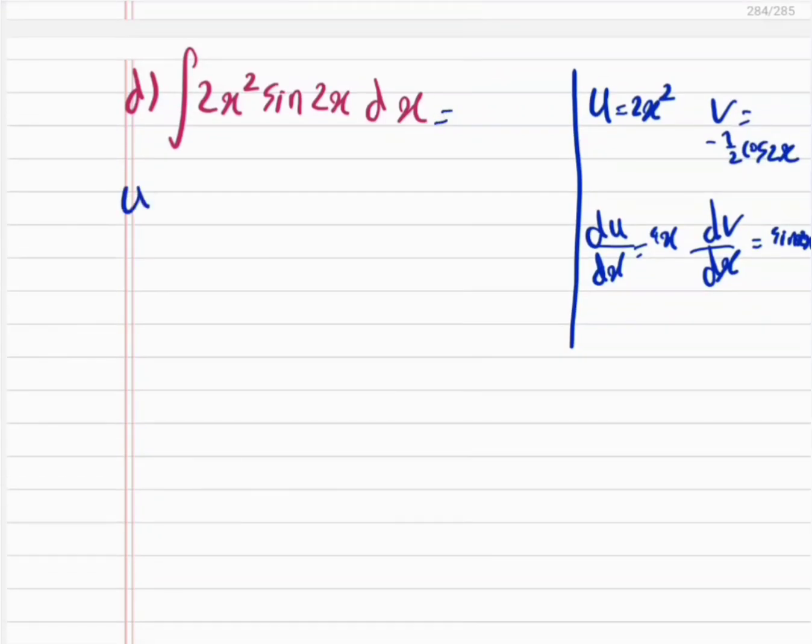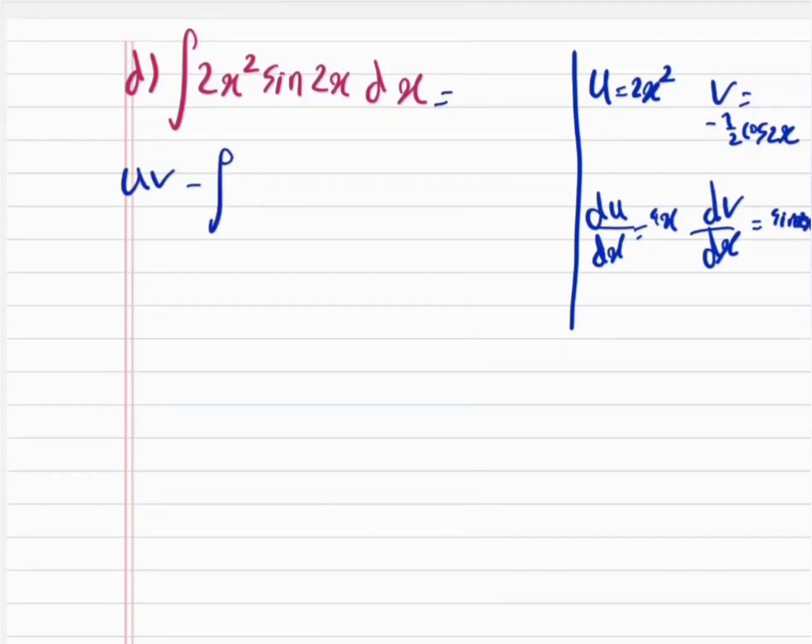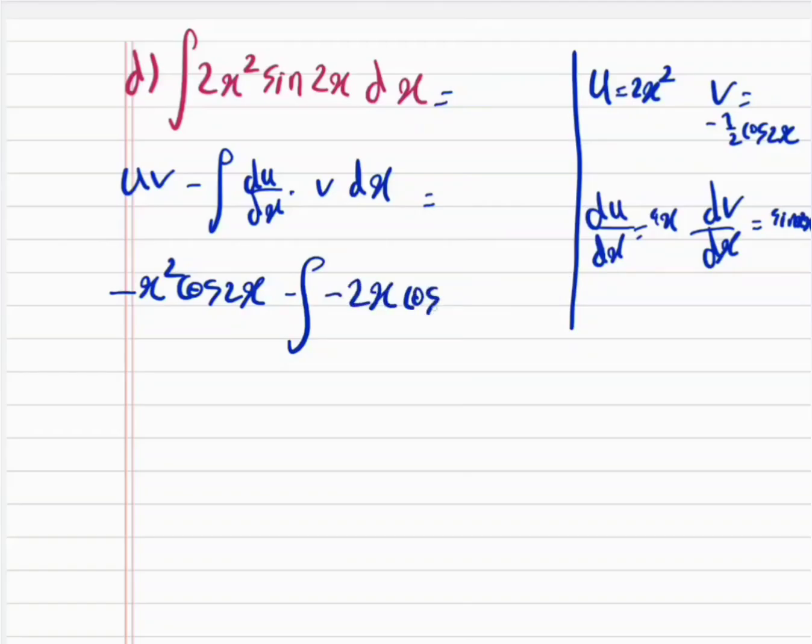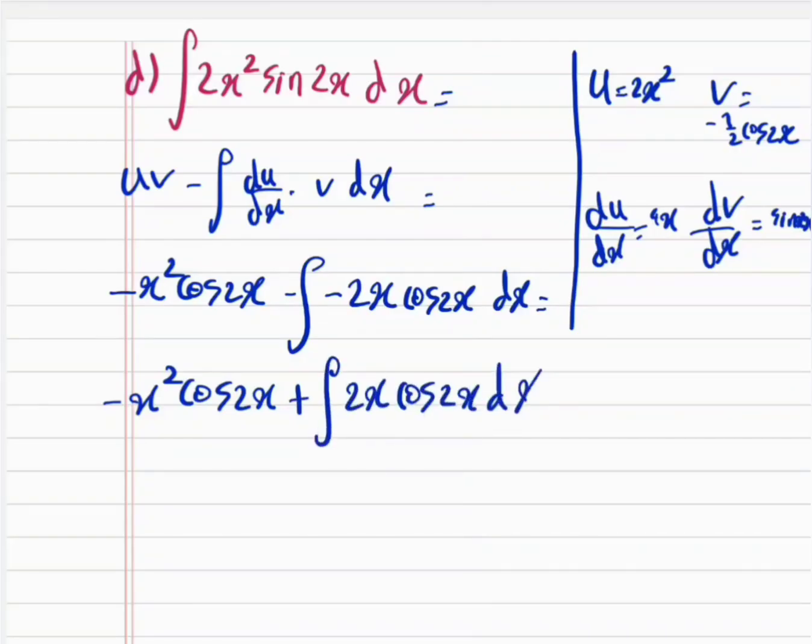Now we use the formula of integration by parts: uv minus the integral of du by dx times v dx. So uv in this case is 2x squared times minus a half cos 2x, which is minus x squared cos 2x, minus, now du by dx is 4x, and 4x times v is minus 2x cos 2x dx. Now we can rewrite this. This negative sign comes out of the integral, or actually, let's just do the negative for now, so it becomes plus 2x cos 2x dx.